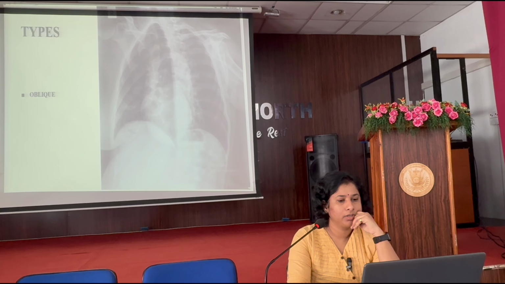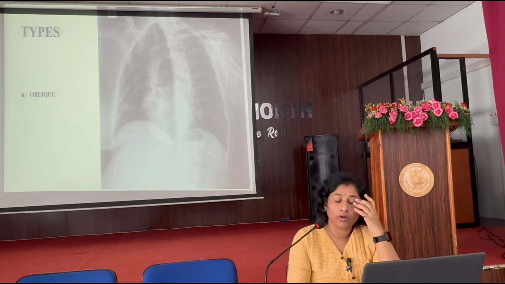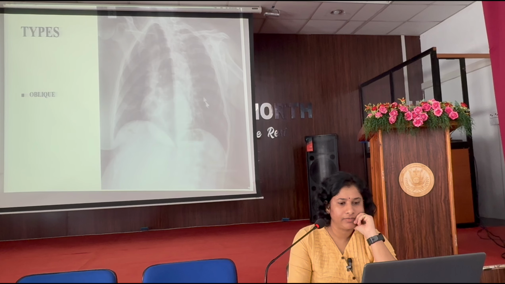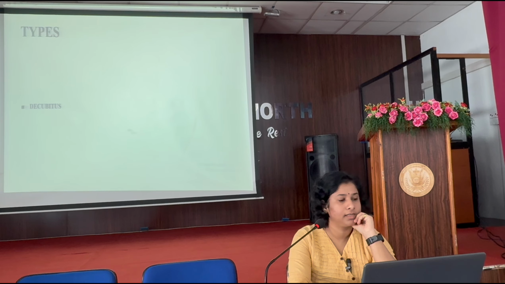Oblique, of course, everyone knows, is used to assess rib fractures. We can do the right oblique or the left oblique. In the right oblique, we can see the ribs very nicely rather than the left side, right? And the decubitus position is used if there is any suspicion of subtle pneumothorax.